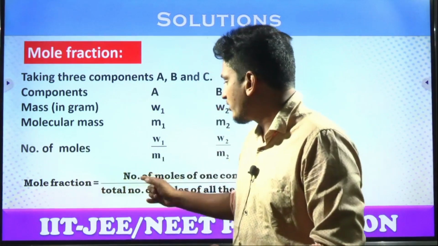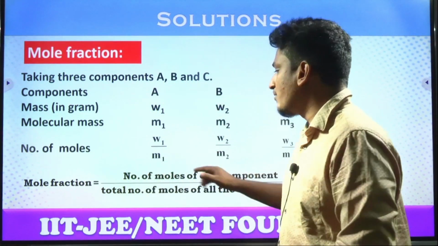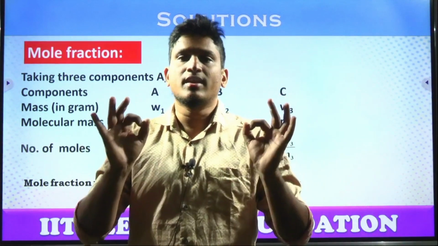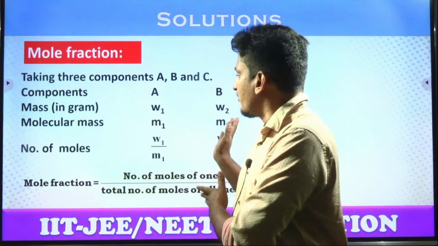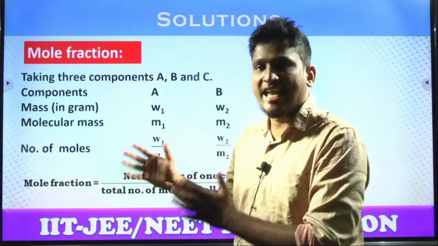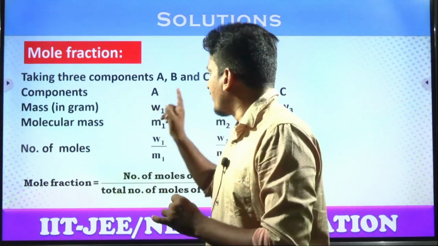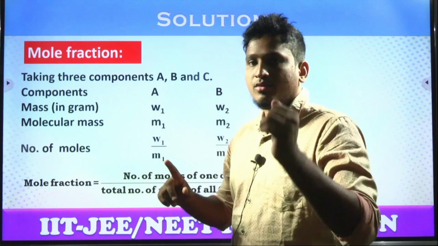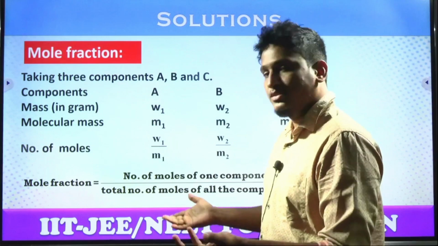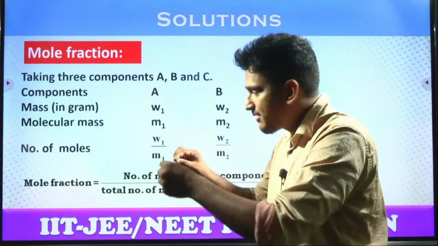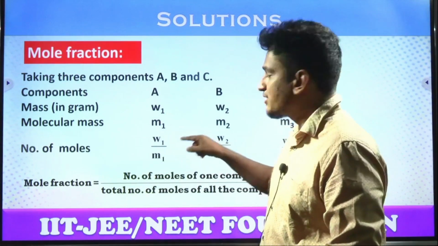So mole fraction is equal to the number of moles of one component divided by the total number of moles of all the components. We take an example here with A, B, C. If you want to write the mole fraction expression, the formula for A, B and C, could you write the formula, students? Yes, we can. What is the number of moles of A? W1 by M1, divided by the number of moles expression for all of A, B, C.